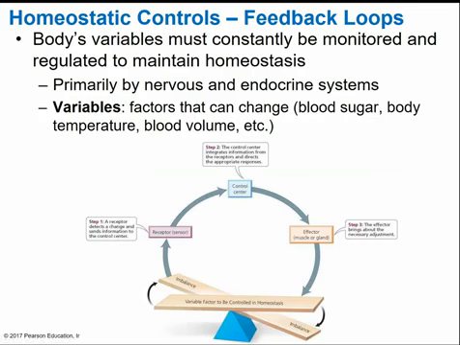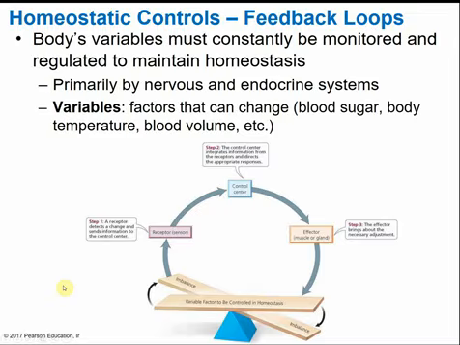So our homeostatic controls of the body are called feedback loops. There are different variables in the body that have to be constantly monitored and regulated to maintain this homeostasis. A variable is anything that can vary or change. So things like blood sugar, body temperature, blood volume, different ion concentrations in the blood, chemical composition of the blood, all of that can vary. These variables are primarily regulated and controlled by the nervous system and the endocrine system.